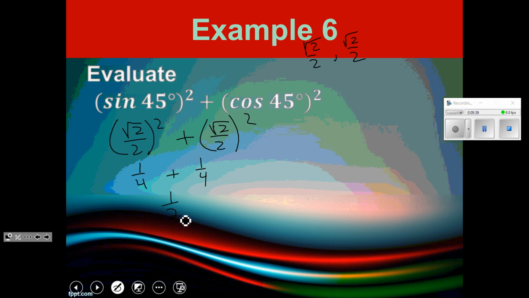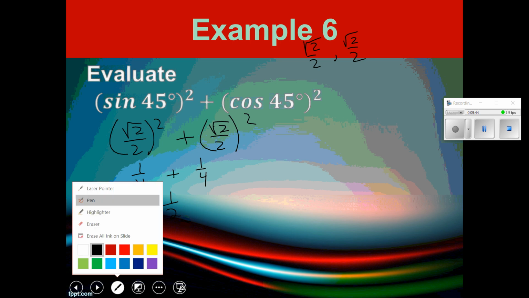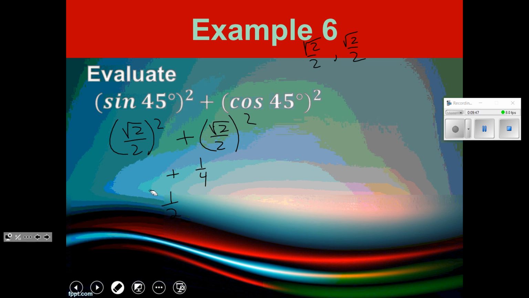Any questions on that? Just kidding. All right. Those cancel, and I get 2 over 4, which is 1/2, and that equals 1. Better? Thank you. Okay, so any questions when you just put it in your calculator? Parentheses, sine of 45 squared, plus parentheses, cosine of 45 squared. You should get 1. Okay, any questions about that?